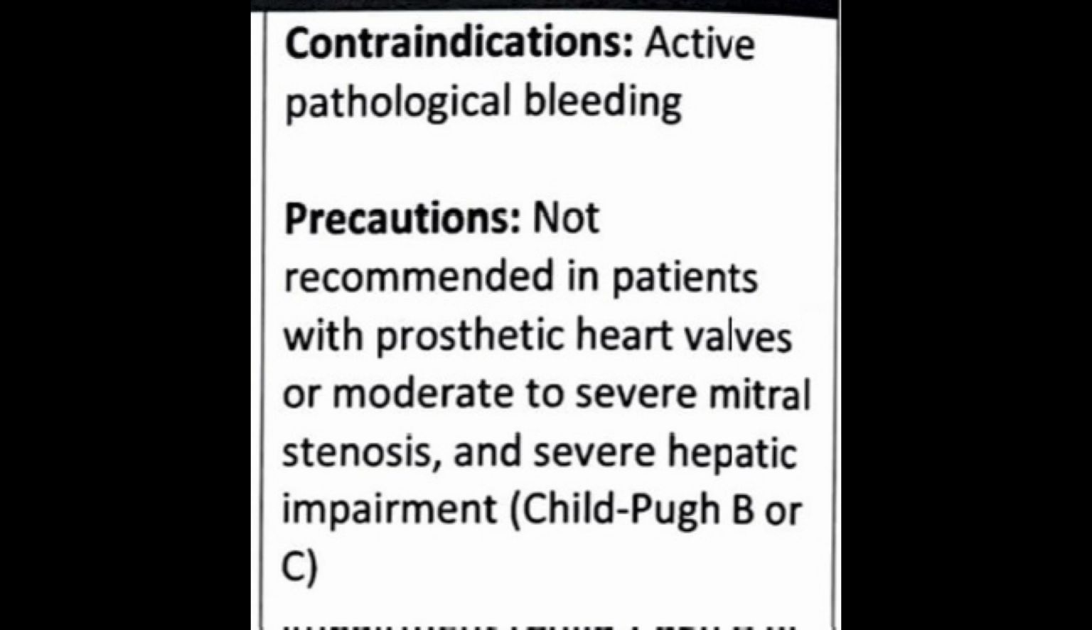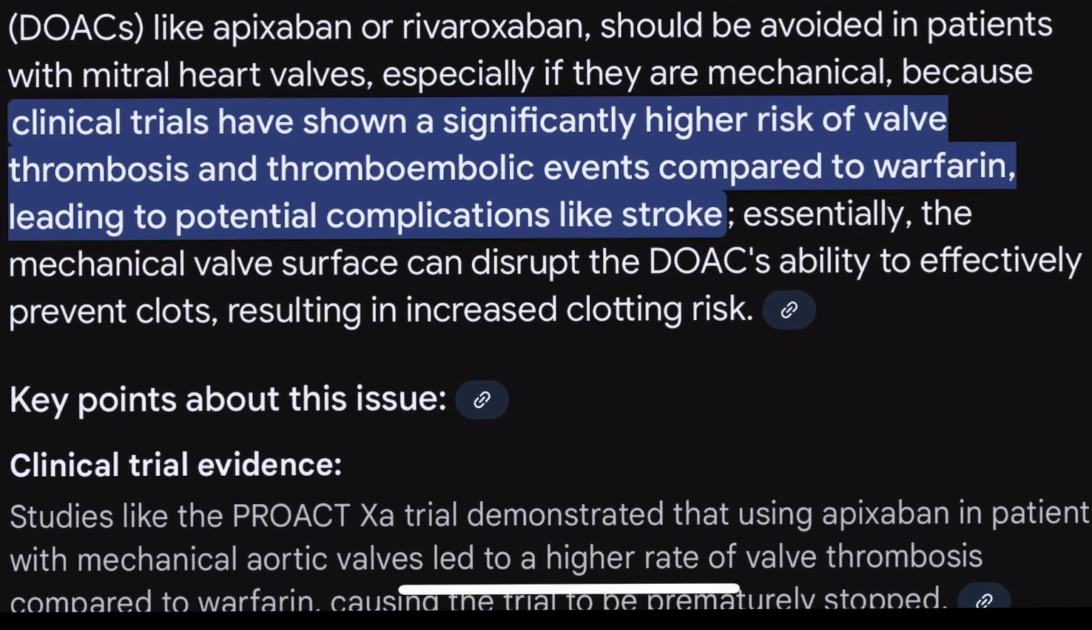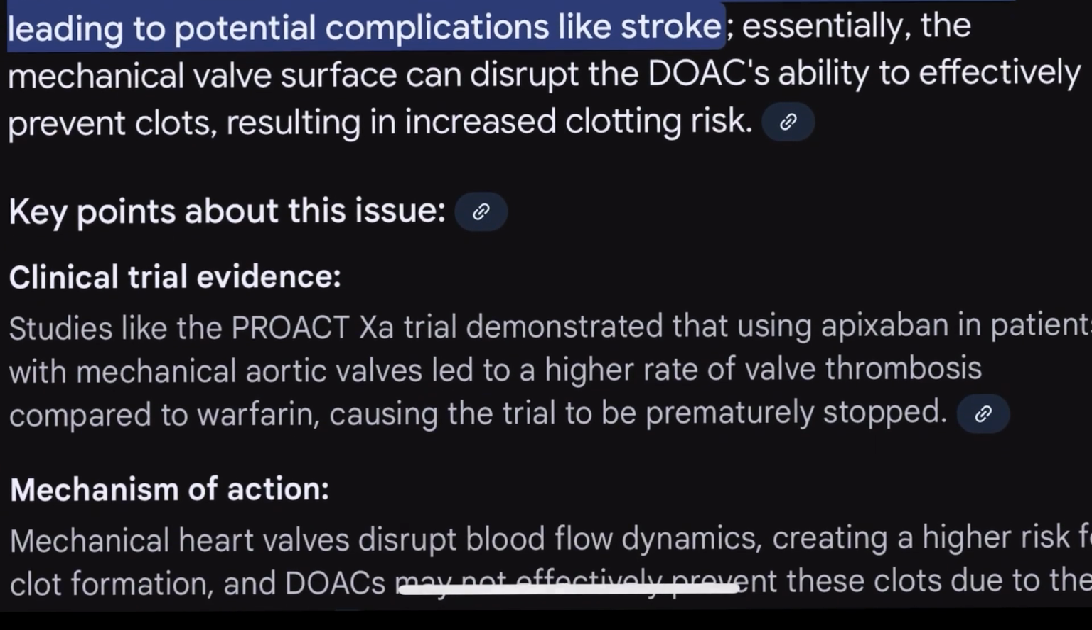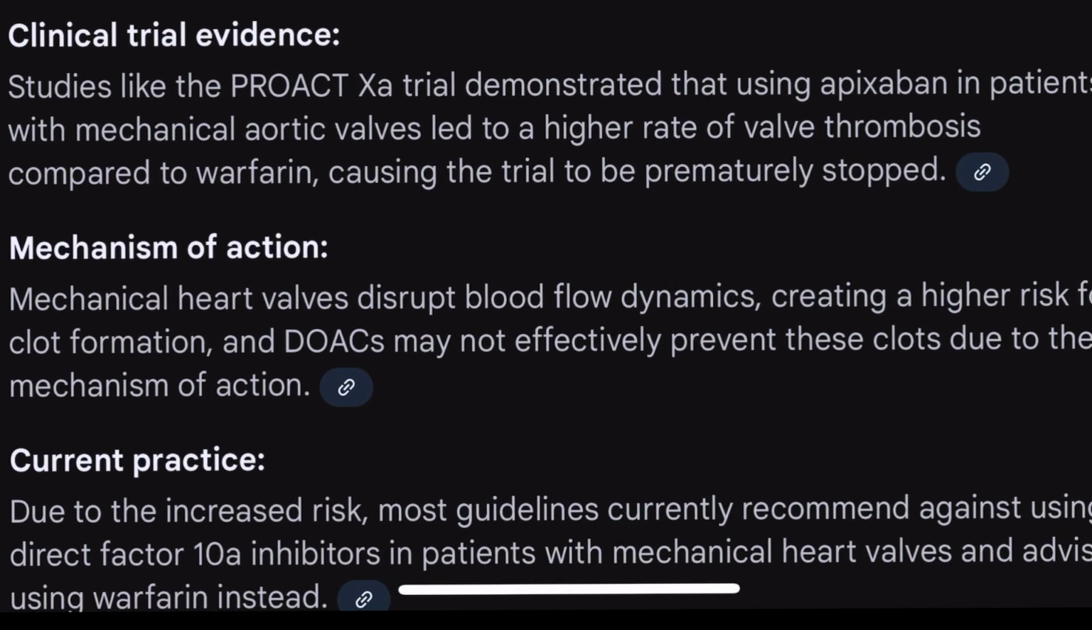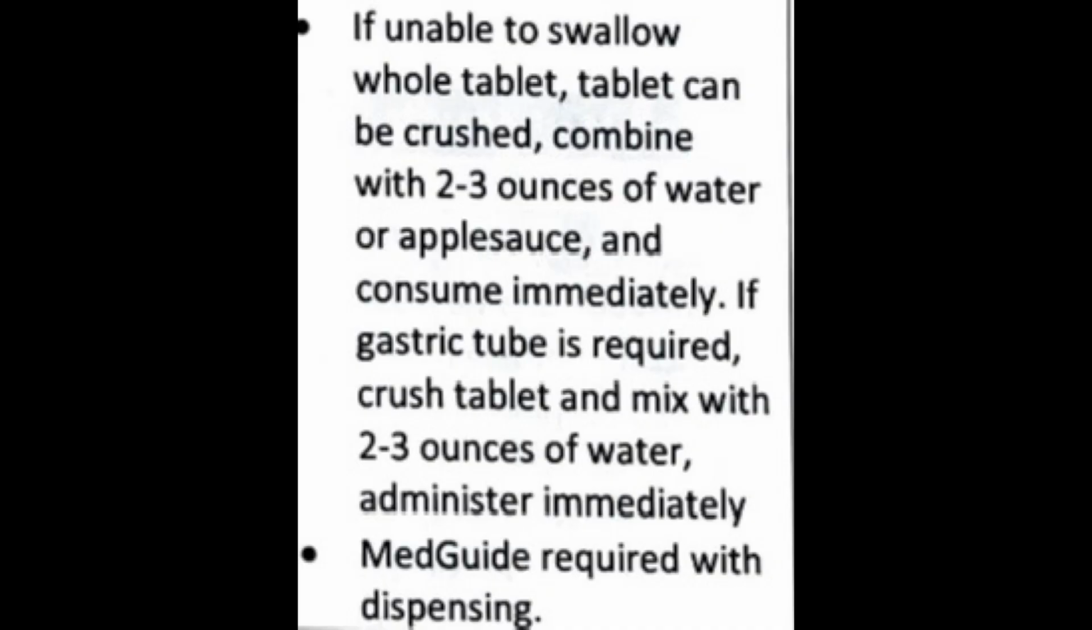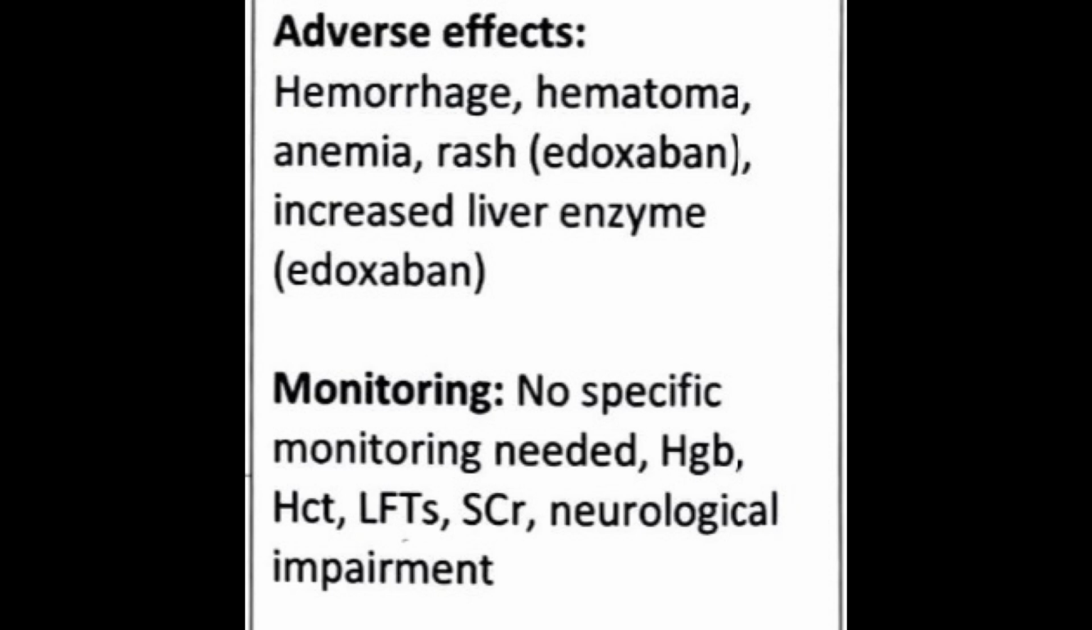General precautions with these direct factor 10A inhibitors: you want to avoid use in epidural spinal procedures because of the risk of paralysis. Also avoid use in patients that have prosthetic heart valves, mitral stenosis, and severe hepatic impairment. These drugs can actually be crushed and placed in 2 to 3 ounces of water or applesauce if they're consumed immediately. Side effects include hemorrhage, hematoma, and anemia. You want to monitor hemoglobin, hematocrit, liver function tests, serum creatinine, and neurological impairment.